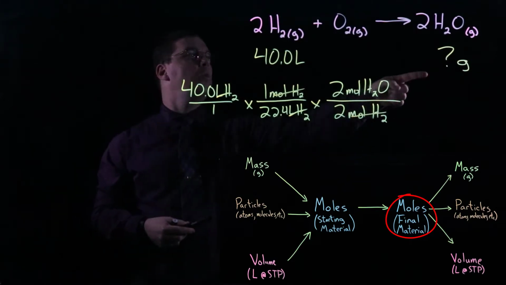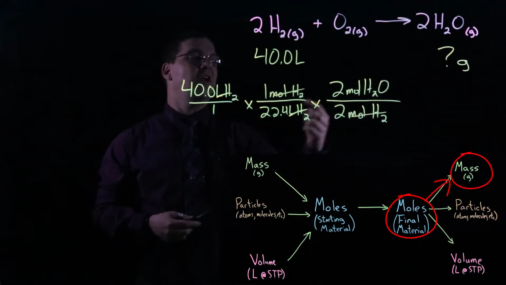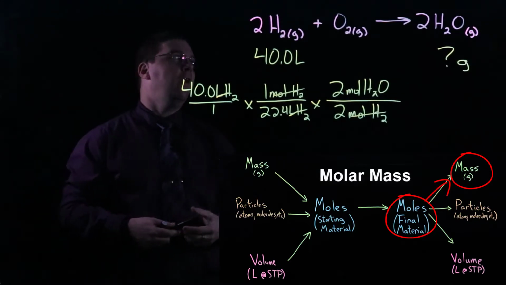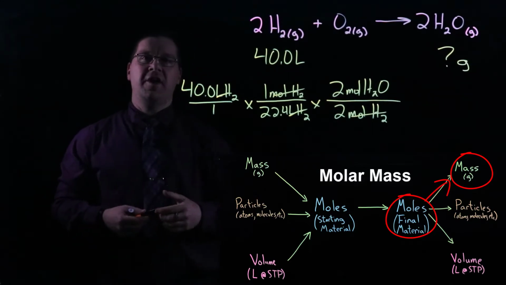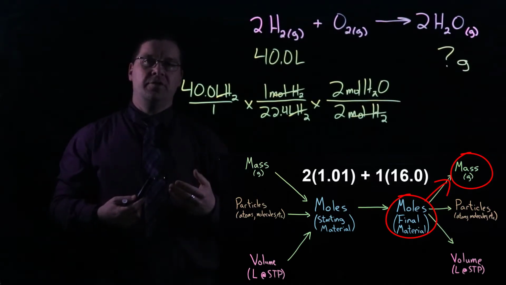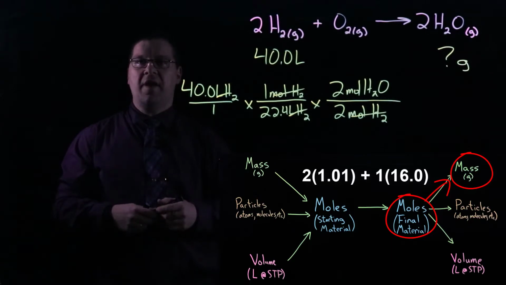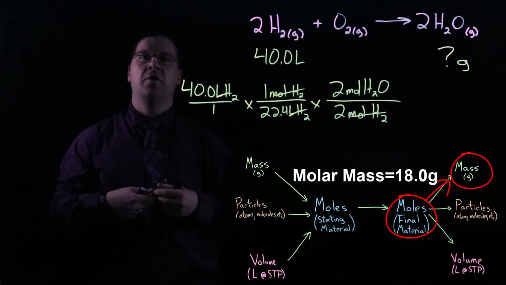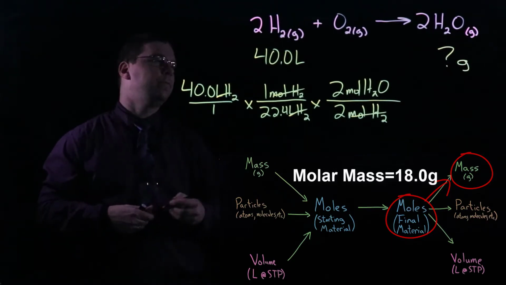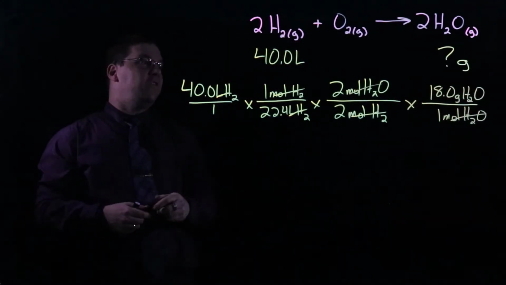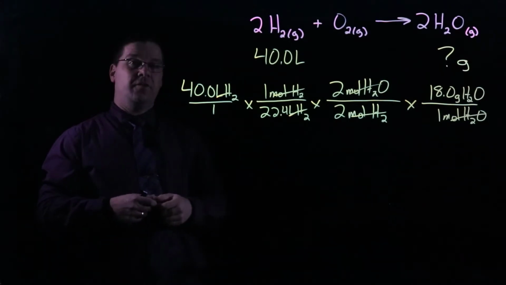And we're almost there. We want to get to grams of water. Whenever we want to convert from moles to grams, we need to use the molar mass. If we look at the formula for water, H2O, 2 hydrogens plus the mass of 1 oxygen to 3 sig figs would give us a mass of 18.0 grams for every 1 mole of water. And we can see that the moles of water cancel out.